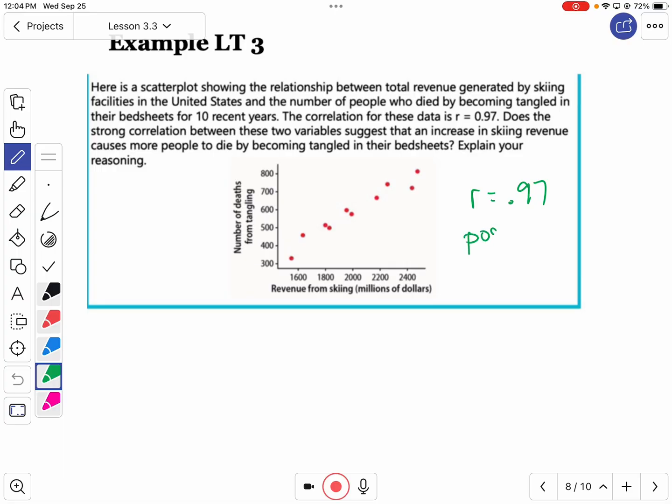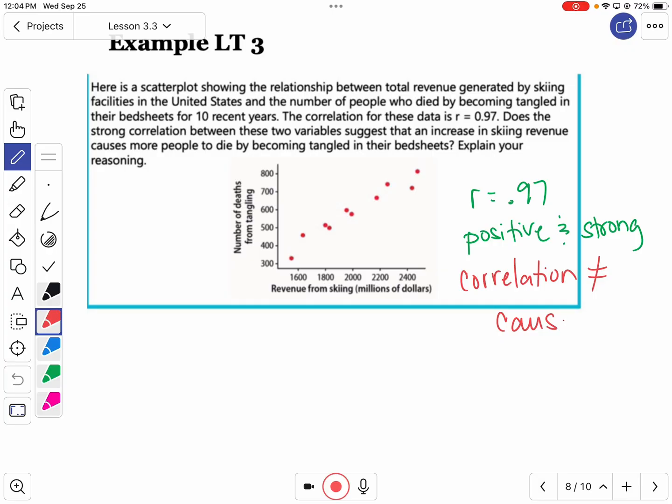But now let me ask you a question. Does how much money the ski resort makes have any influence on how many people are going to die from suffocating themselves in the bed sheets? No. They have no relationship whatsoever. This is an example of where correlation is great, but they did not cause each other to happen. So correlation does not equal causation right there. My ski resort making a butt ton of money has no impact on whether or not I'm going to die in the bed.